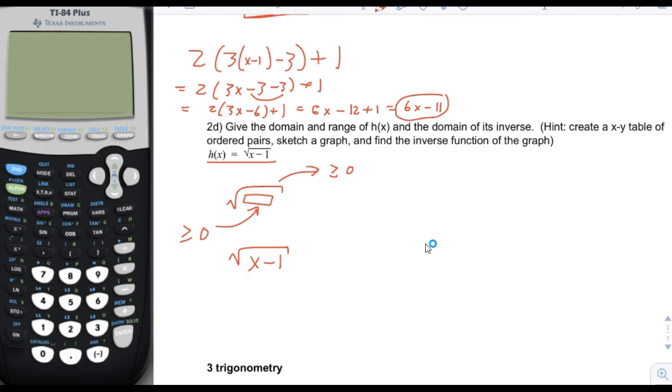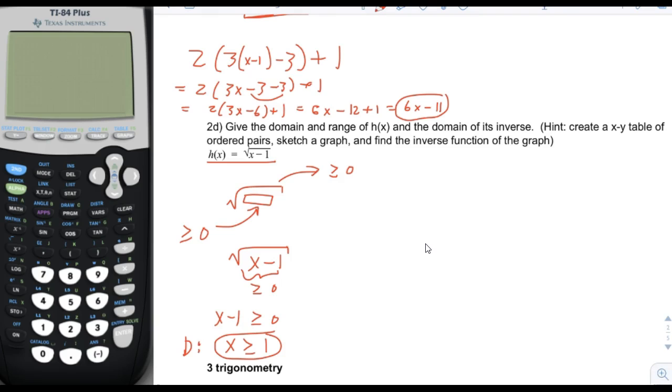If you have the square root of x minus 1, that means the inside of the square root function, which is x minus 1, has to be greater than or equal to 0. So this is a little bit more complicated than just x is greater than or equal to 0. So x minus 1 is greater than or equal to 0. Let's add 1 to both sides and see what we get. We get x is greater than or equal to 1. So this is our domain for this function, square root of x minus 1. So the domain is x is greater than or equal to 1. That's the domain. What's the range?